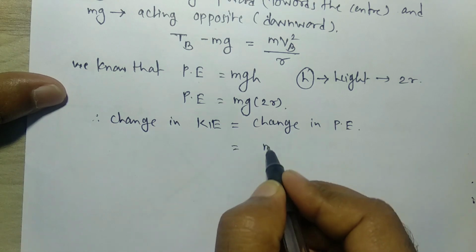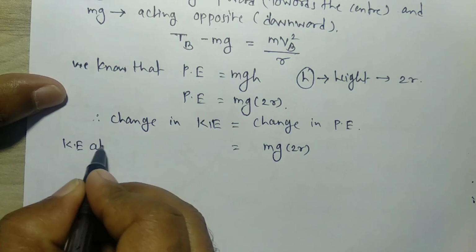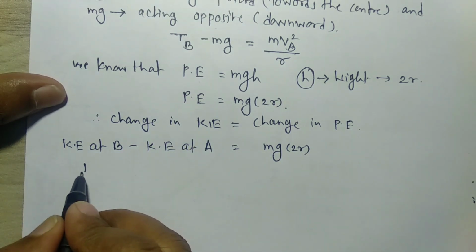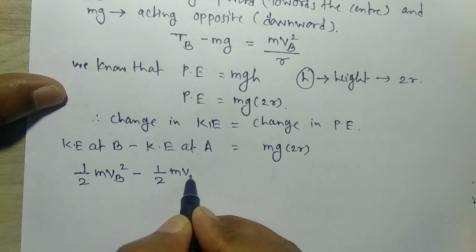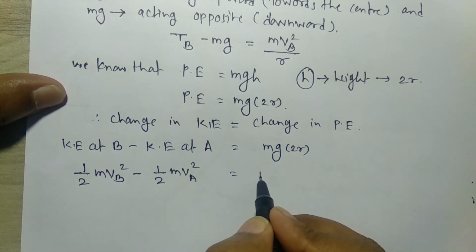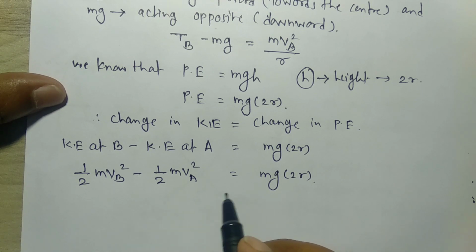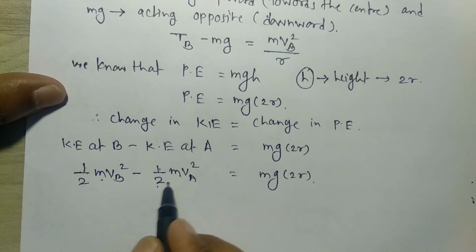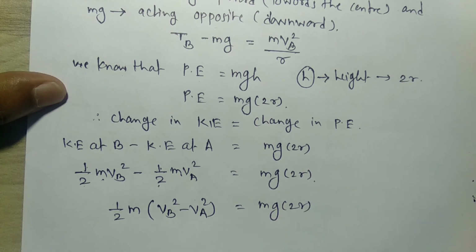That means the potential energy change is mg into 2r, and the change in kinetic energy is kinetic energy at B minus kinetic energy at A. So 1/2 m Vb square minus 1/2 m Va square is equal to mg into 2r. From this equation, first of all 1/2 m is common, so take it outside, and inside the bracket Vb square minus Va square is equal to mg into 2r.